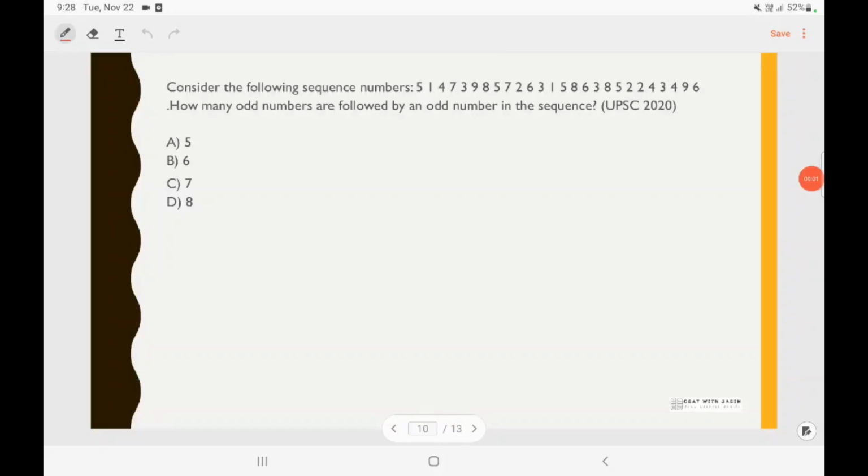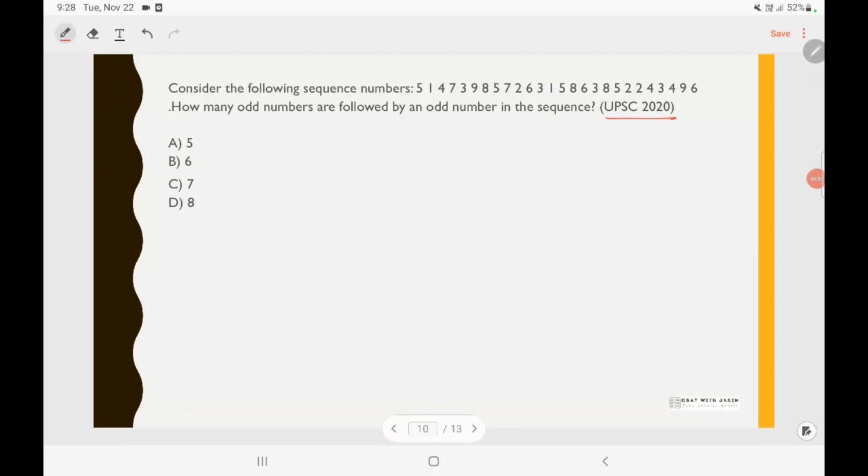So you can also get questions like this. This is a question from UPSC 2020, and here UPSC has given a sequence and they have asked: how many odd numbers are followed by an odd number? In these type of questions, UPSC uses two words. Either they can ask preceded or they can ask followed. Preceded means the number that comes before, and followed means the number that comes after.